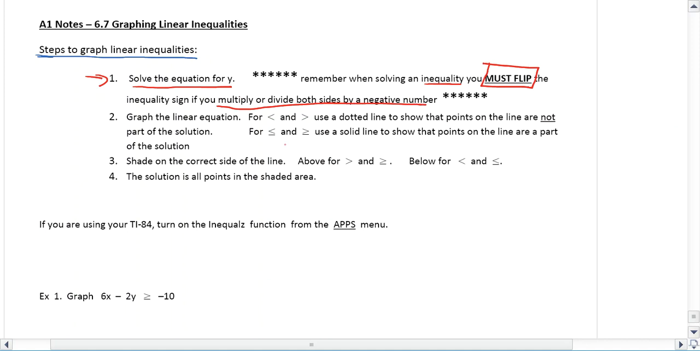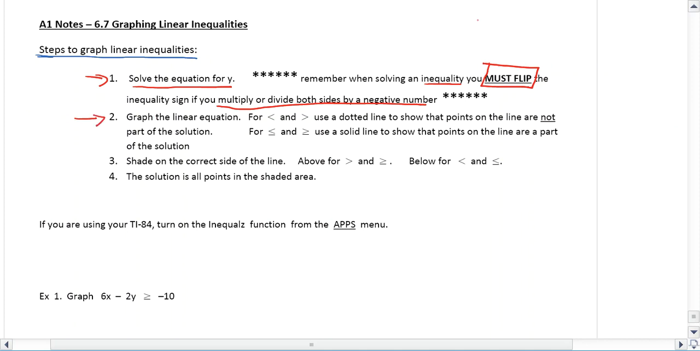I mean, look at all the stars here. You can tell how important this is. So watch that negative sign only if you're multiplying or dividing by a negative. Adding and subtracting a negative is no big deal. Step 2 then, we need to graph this linear equation.